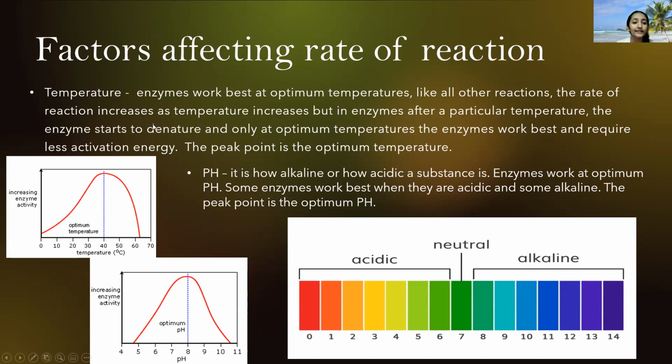Now, in coordination with temperature, pH: it is how alkaline or how acidic a substance is. Enzymes work at optimum pH. Some enzymes work best when they are acidic and some when they are alkaline. The peak point is the optimum pH. See, they both are the same graph and the peak point is the optimum. So 0 to 6 is acidic, 7 is neutral, and 8 to 14 is alkaline pH. So these are the factors affecting the rate of reaction.